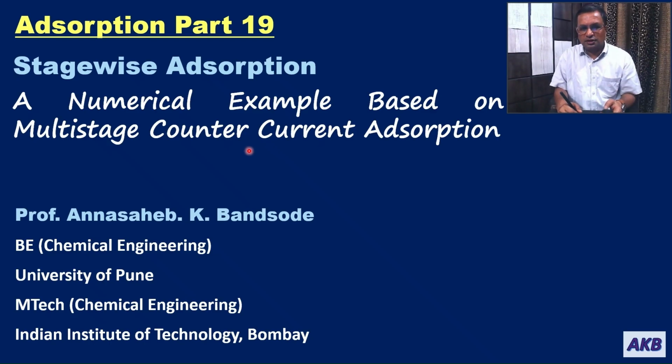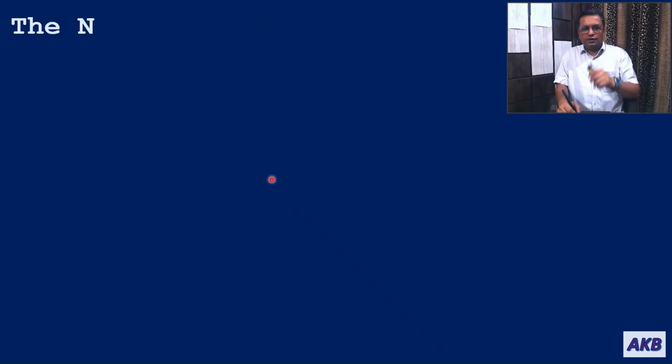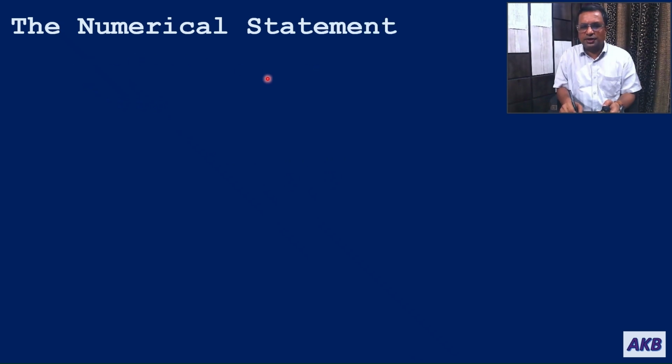So the numericals will help you to learn how to find out the quantity of adsorbent that can be used in a typical multistage counter current adsorption. So let us begin the discussion. Okay, to begin with, let us look at the numerical statement.